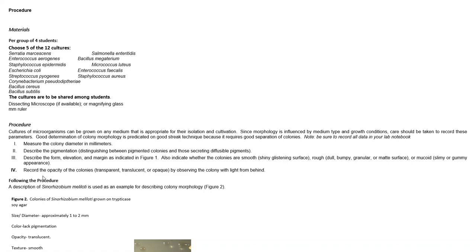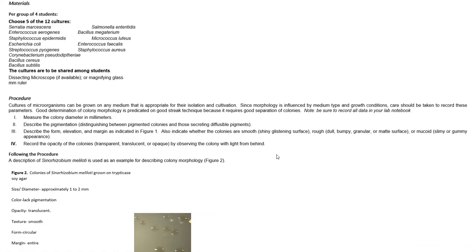The procedure they have, and absolutely we don't want to forget, in the lab we have little rulers that are marked off in millimeters. We actually measure from one side of the circle to the other, the diameter in millimeters. Pigmentation, the coloration, form, elevation, margin, and then the opacity.